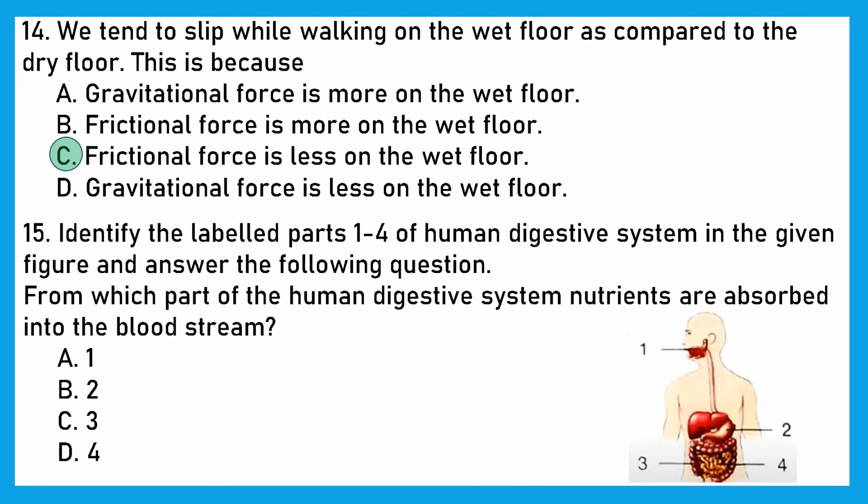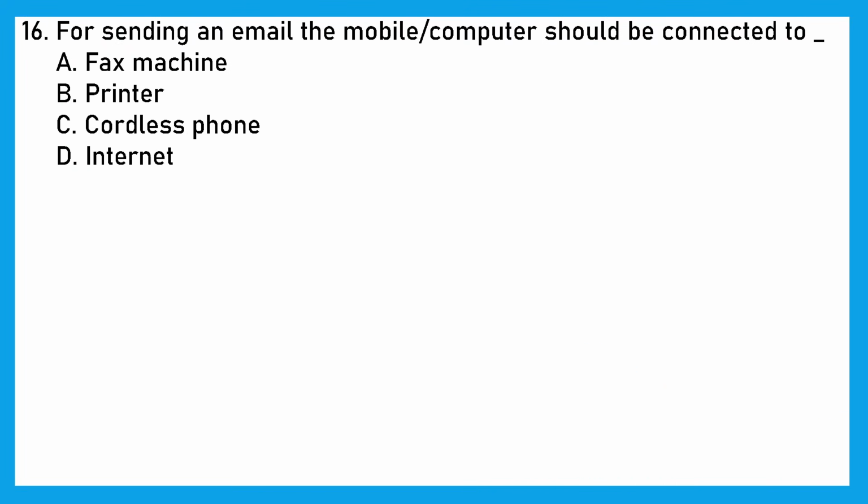Now let's see out of 4 options which one is the small intestine. The first one is mouth or food pipe. Second is stomach. Third is large intestine and fourth is small intestine. So option D, 4 is the right answer. Question 16. For sending an email, the mobile or computer should be connected to a fax machine? No. Printer? No. Cordless phone? No. But internet. Internet is something which we would need to send an email with a mobile or computer.